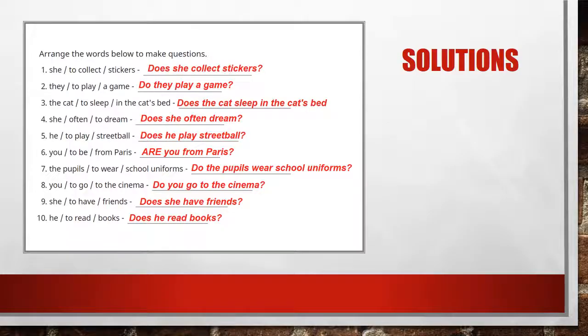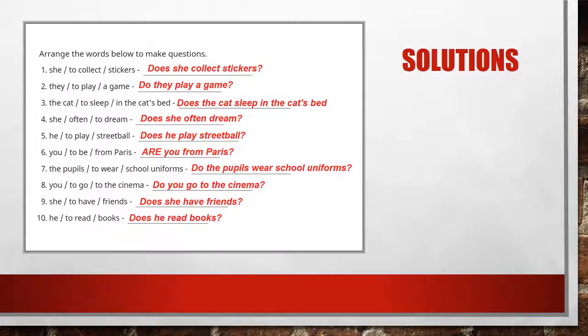Class, hopefully you ended up with something like this, and you added does when it was necessary and do when it was necessary as well. And again, there was a trap on sentence number 6 where I had verb to be again, and obviously that's not possible to combine with do or does. I cannot say anything like do you be from Paris. It's supposed to be are you from Paris?